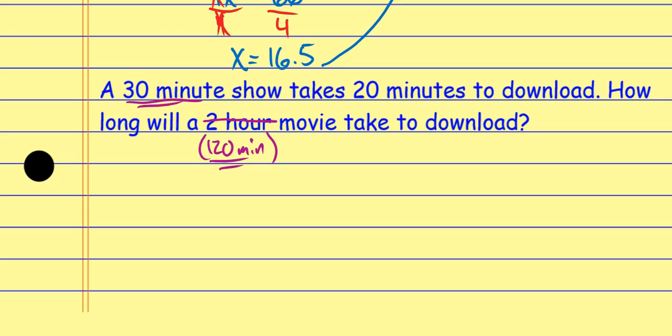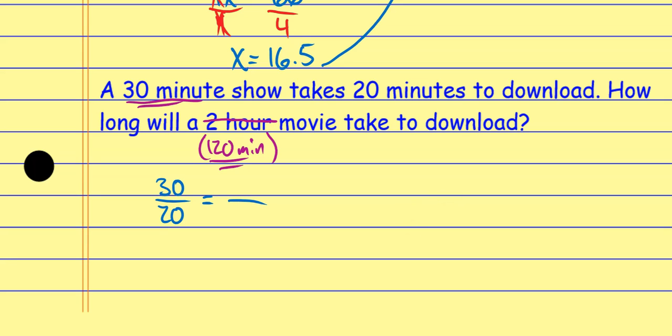So if I look at the first one, it was a 30-minute show. That's the actual length of the show over 20 minutes. And that's the other thing that's tricky. These are both minutes. But the top one, the 30, is how long the show is, and the 20 is how long the download is. Okay? So it's the actual length over the download.